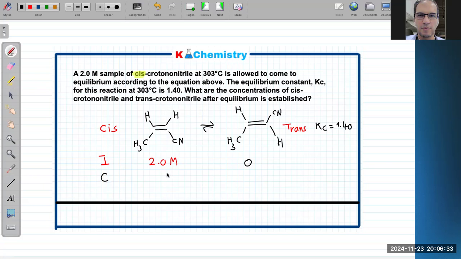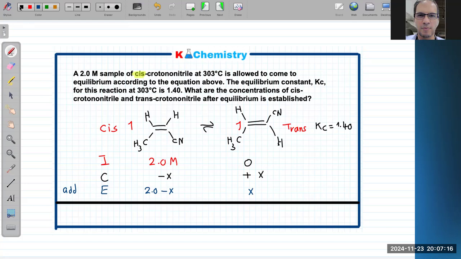But how much I have lost from the cis, this is the amount that I don't know, that's equal to minus x. And the amount produced in the product is also unknown, but for sure it's the same ratio because the ratio here was 1 to 1. So if I lost 1 x from here, I'm going to gain 1 x from here. And what is the equilibrium amount remaining? You just have to add them together. So it's 2 molar plus minus x, which is 2 minus x. And if you had 0 at the beginning in the products, 0 plus x, this means you have x in the products finally.